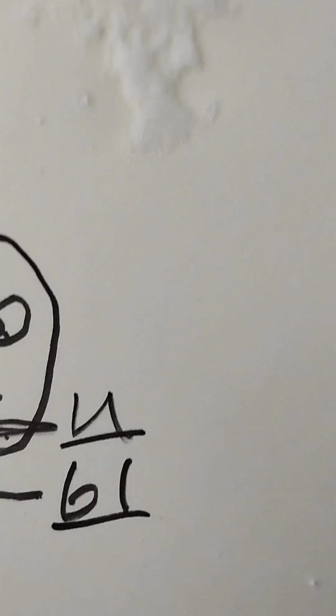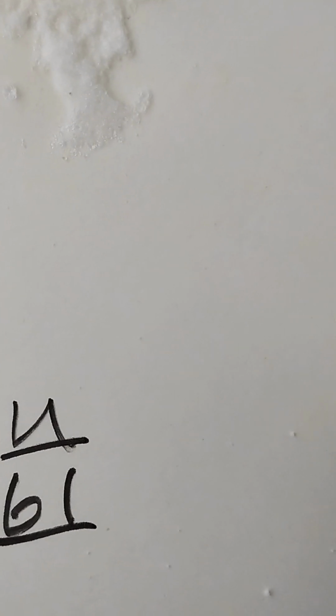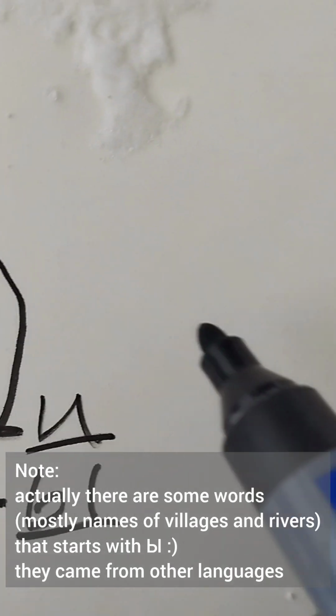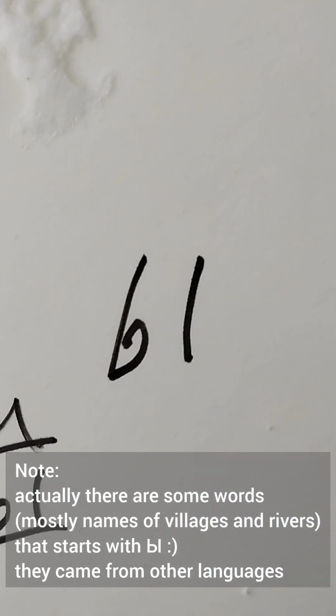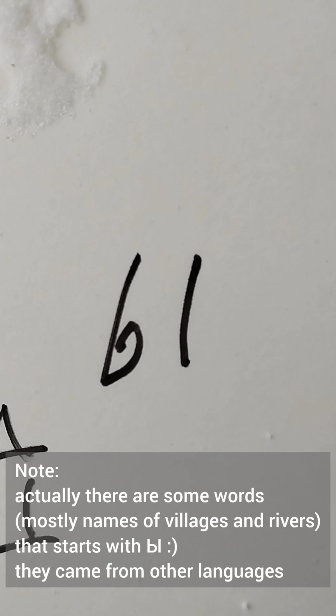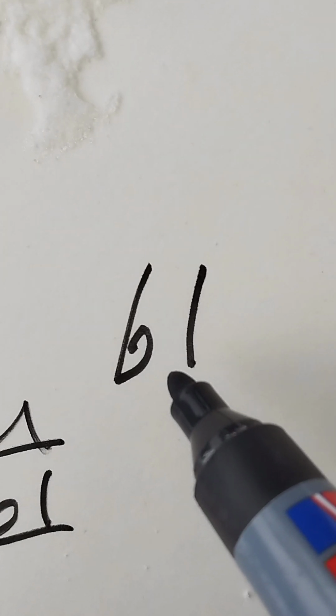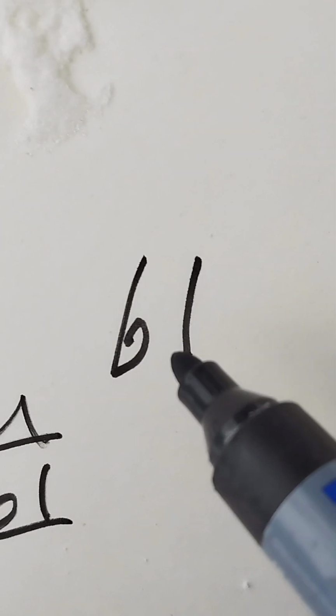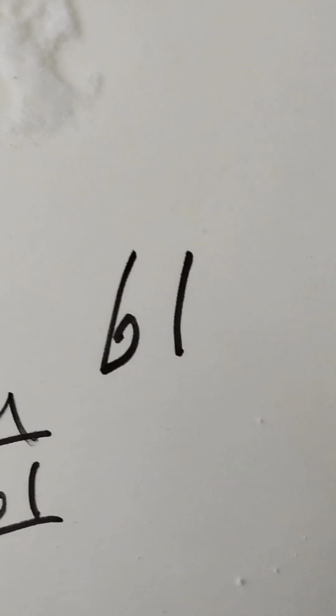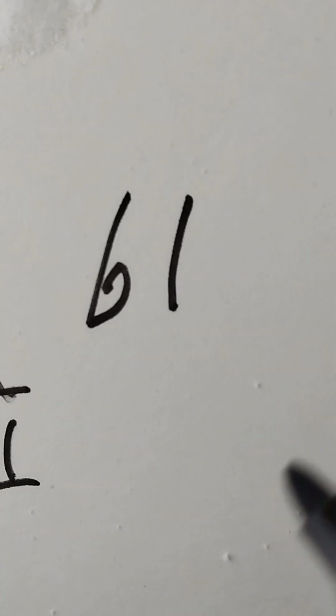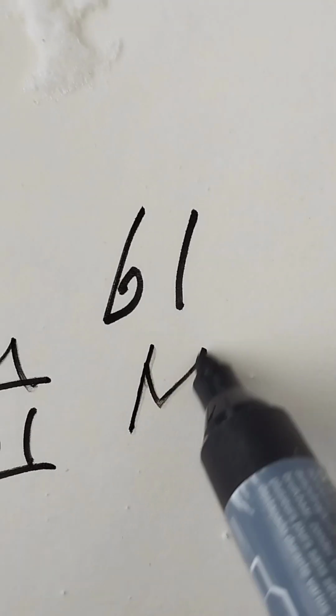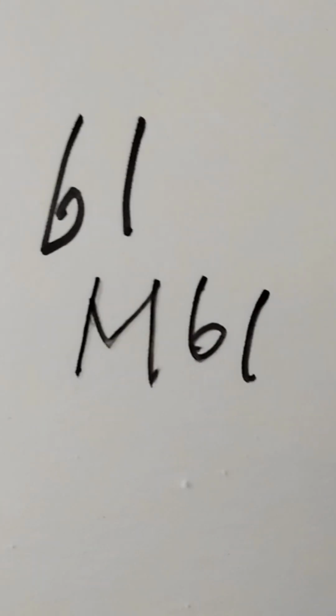We don't have any word in the Russian language that starts with Ы. This letter we see in the middle of words or at the end. So let's look at the example. The easiest word is мы. Мы is we in English.